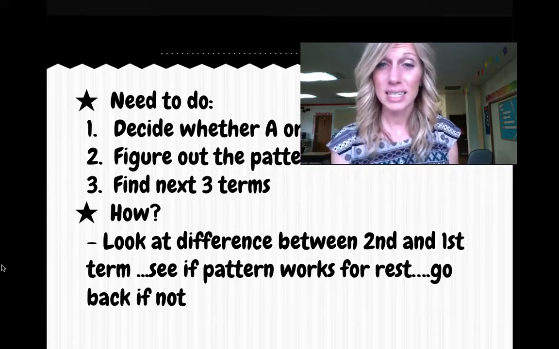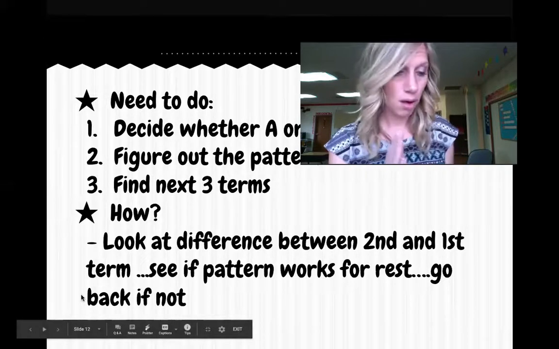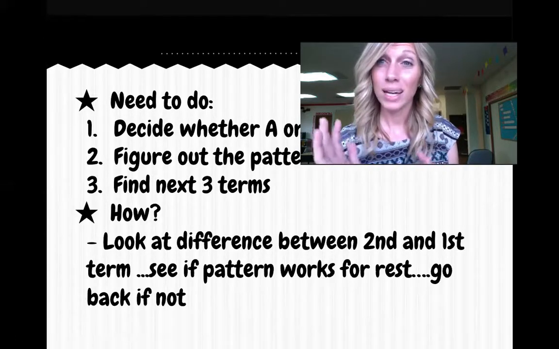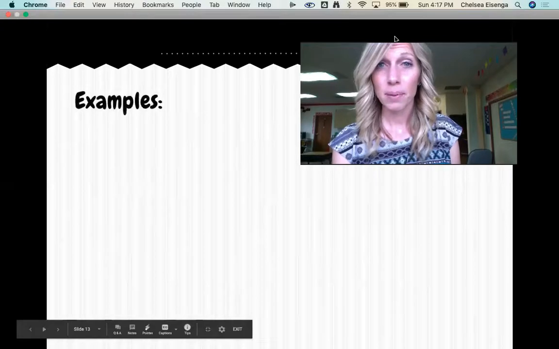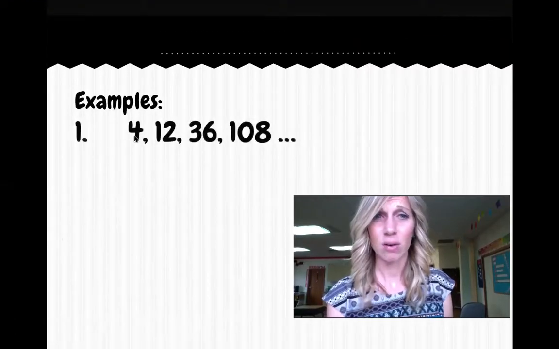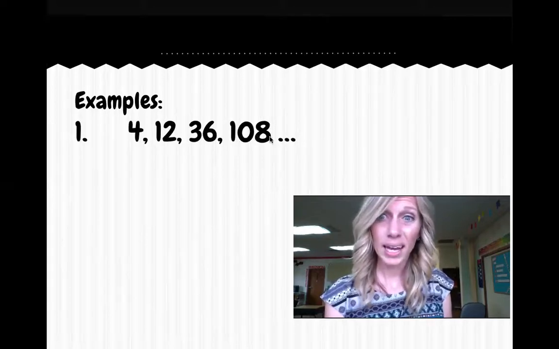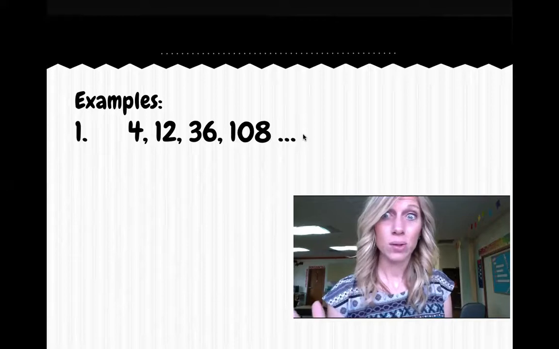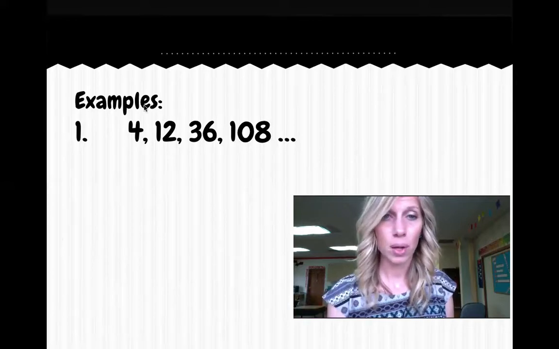The pattern isn't there. And if you notice that the numbers start small and get bigger quite quickly, most of the time it's going to be a multiplying sequence. So here are a couple examples for you. The first one, it starts out, I have 4, 12, 36, 108. Our number all of a sudden jumps to 108. So that should be your first clue saying the numbers get big quickly, which usually involves multiplying.